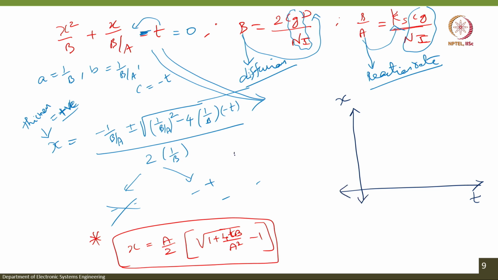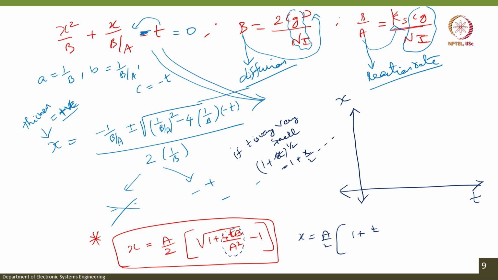Right. If let us say t is very small, then this term will be very small. So, it will be 1 plus x power half, and you know the 1 plus x by 2 expansion, right. So, x equal to a by 2 into 1 plus 4 t b by a square to the power half, minus 1, the 1 and minus 1 get cancelled, a square and a get cancelled, 2 and 4 as well. So, x is just b by a into t, right. Now, how to plot x equal to b by a into t? b by a is a constant at a given temperature. So, x will grow linearly with respect to time.